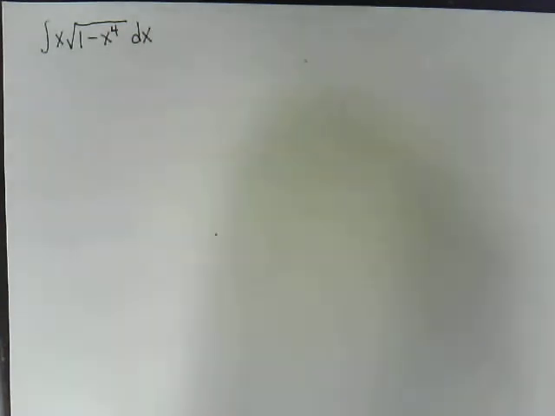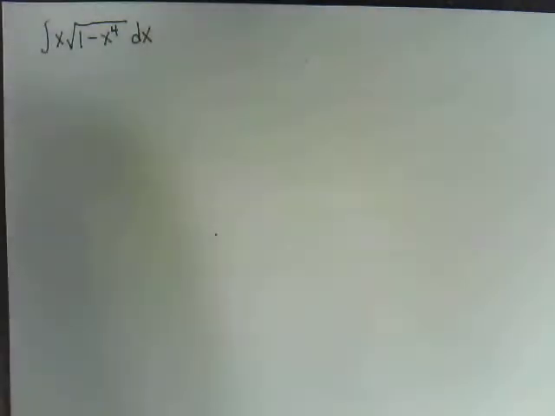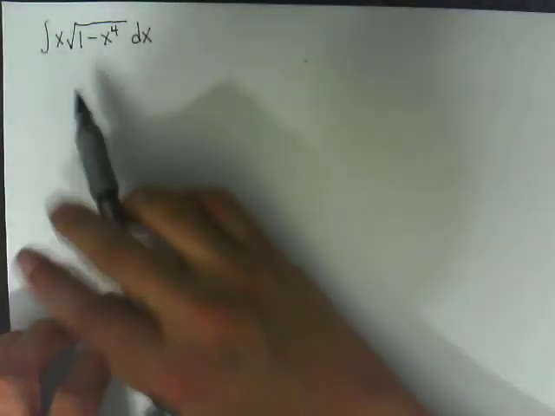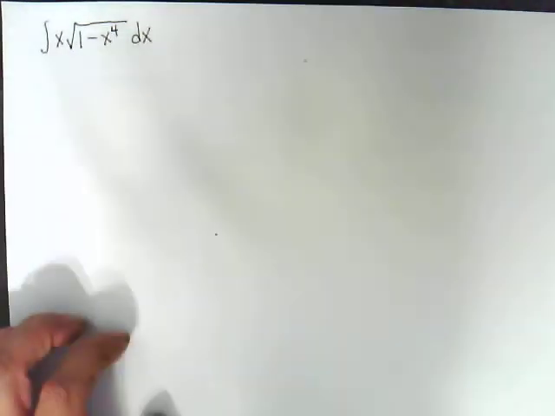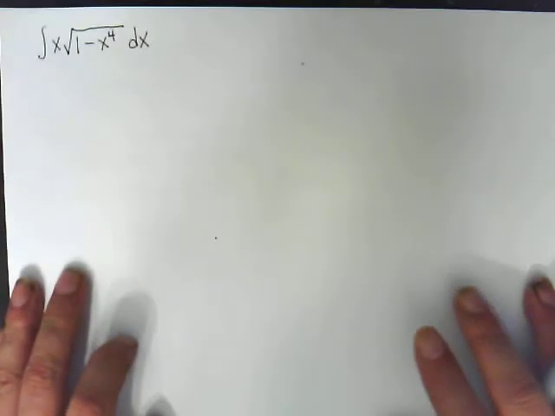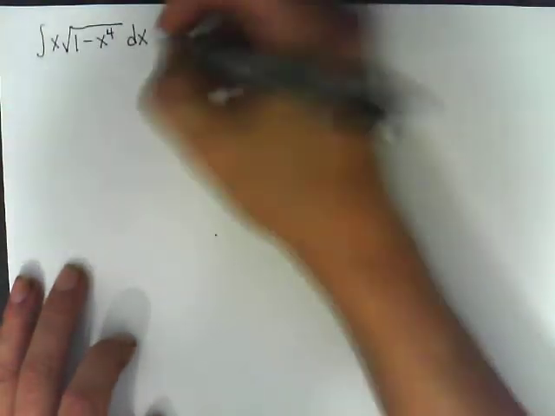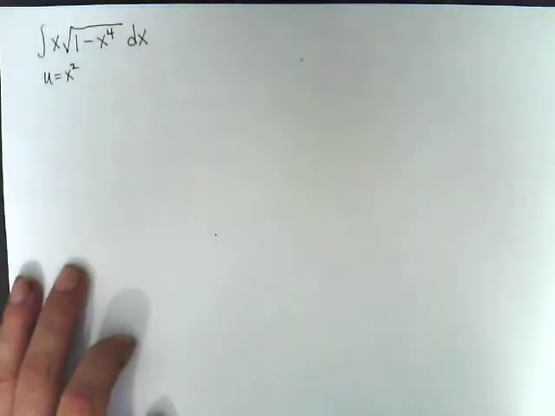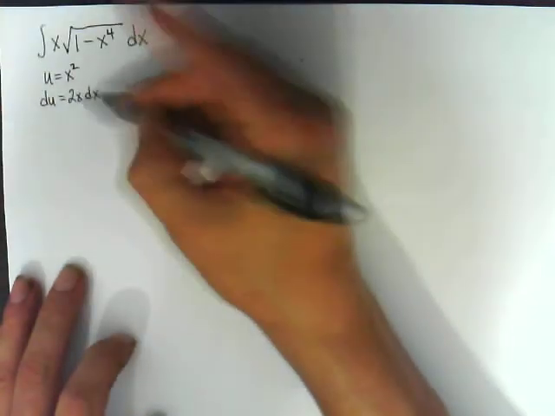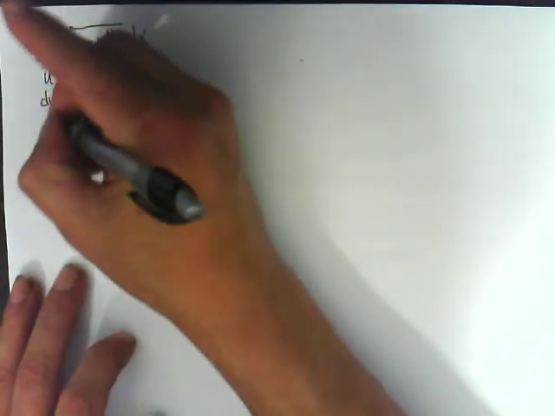One thing you should notice here is that we have to get rid of this x dx, okay? And the way to do that is with a substitution. If I let u equal x squared, the derivative of u is 2x dx. So here's our x dx we can substitute out. This means that du divided by 2 is equal to x dx.